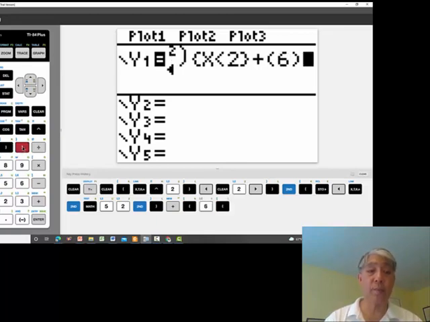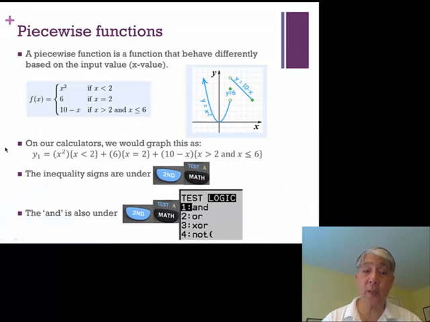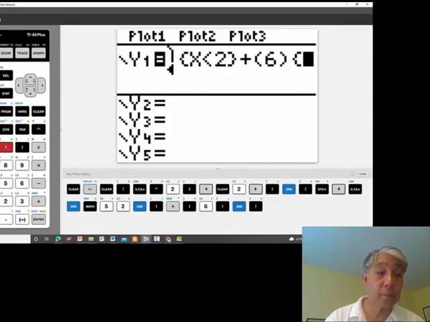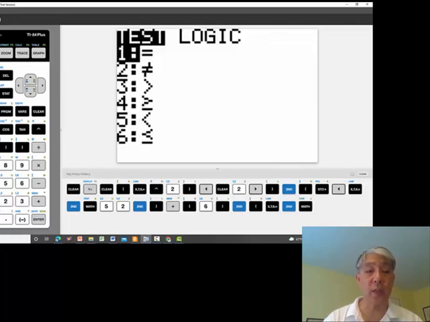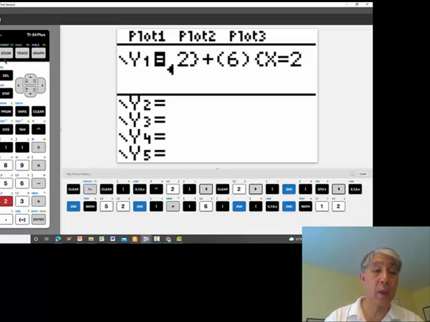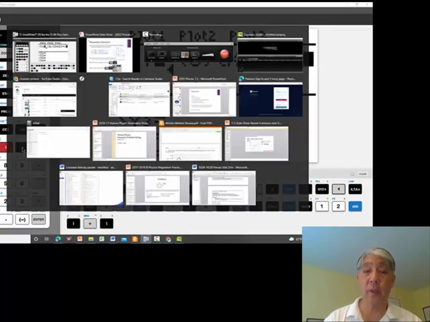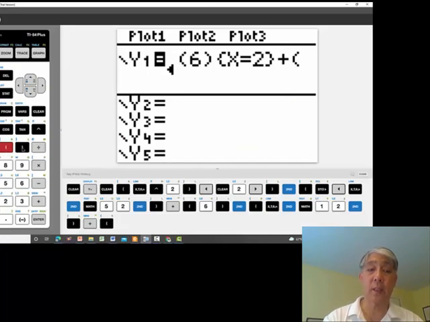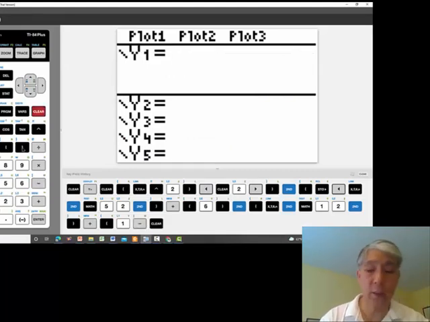F of x equals 6 when, second curly, when x equals 2. Again, second test to find the equal sign. It's not the enter sign. Equals 2. Second curly to close it. And then the last function, which is 10 minus x, I believe it was. Yep, 10 minus x.